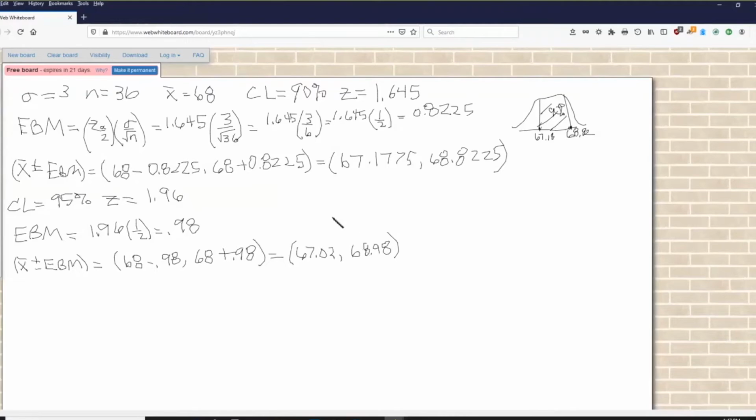On our graph, you can see that when I do my second one, this graph is kind of small, but if we do it here, let's say in black is the 90%, and then we want 95%, we see that it's going to make that interval just a little bit bigger. This is 68.